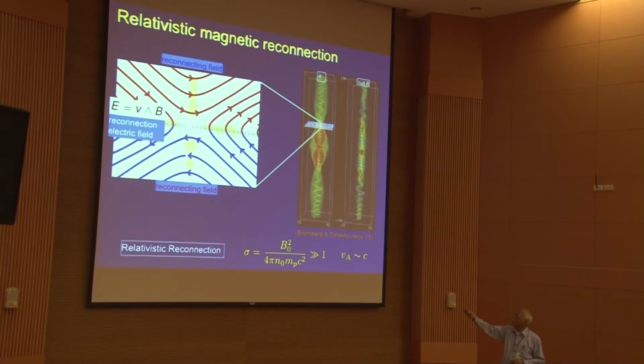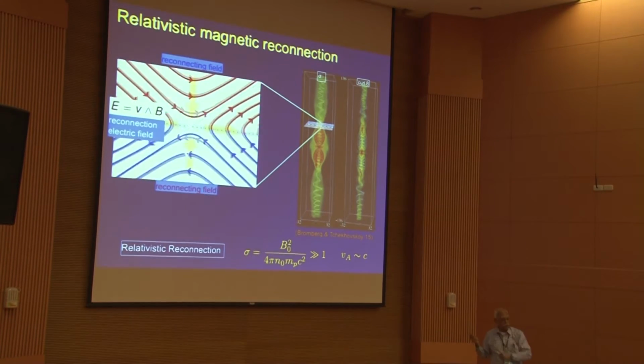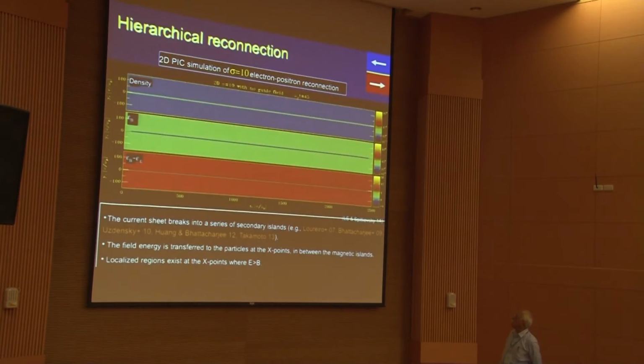And when you do relativistic reconnection, sigma of several or 10 or whatever, you get beautiful power law distributions. So I'm going to show one movie in 2 slides actually, but let's start with this.